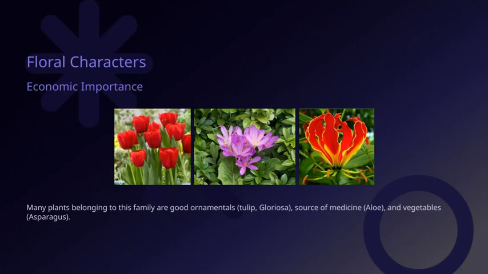Many plants in this family are quite versatile and valuable to us. For example, some, like tulips and gloriosa, are excellent ornamental plants that add beauty to gardens and landscapes. Others, such as aloe, are important sources of medicine, known for their healing properties. And then there are vegetables like asparagus, which are not only nutritious but also economically significant. These diverse uses highlight the economic importance of this plant family.